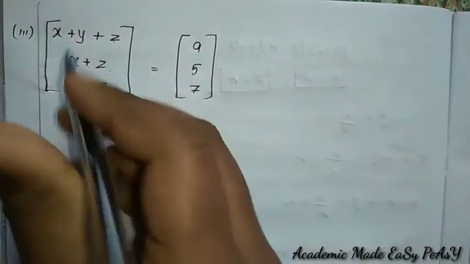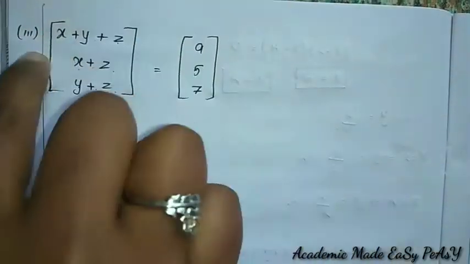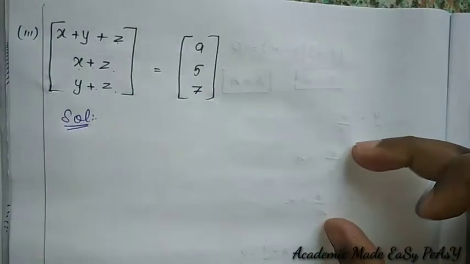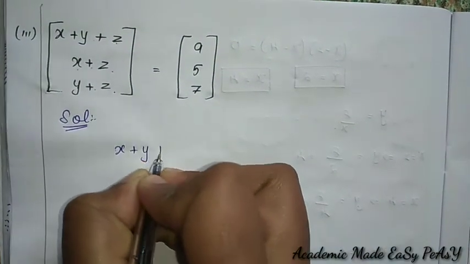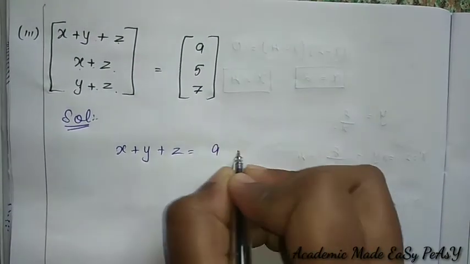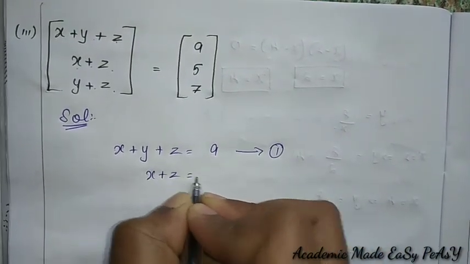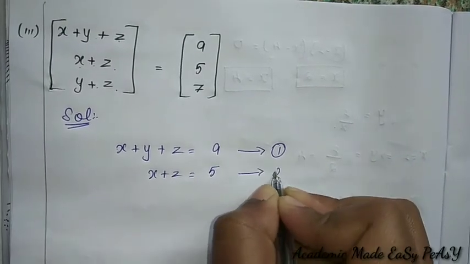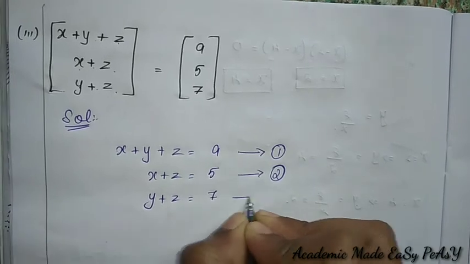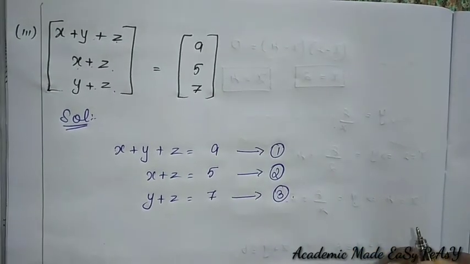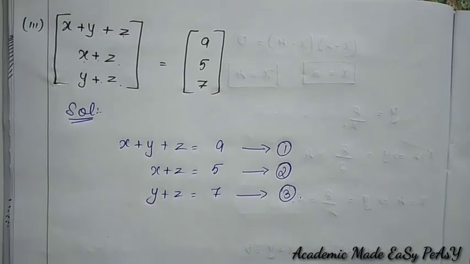Okay, so now let me mark these as equations. Since the corresponding elements will be equal, you just write the statements. So directly I'm just doing it. x plus y plus z is equal to 9. Let this be equation 1. And x plus z is equal to 5, and this is equation 2. y plus z is equal to 7. This is equation 3. So now there are many ways to find the solution for this.